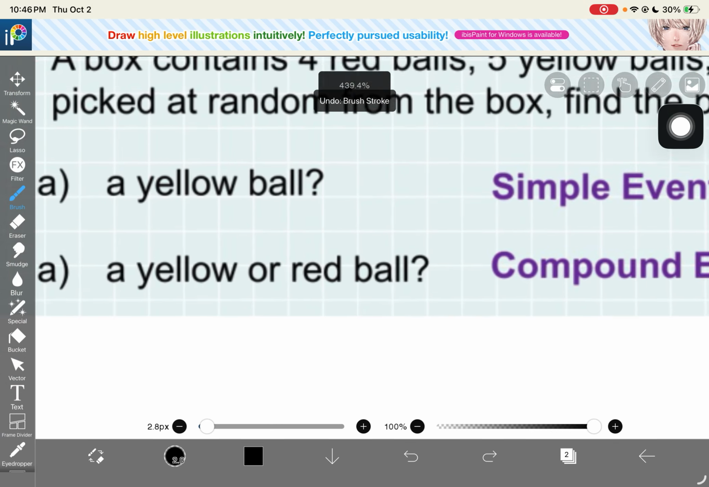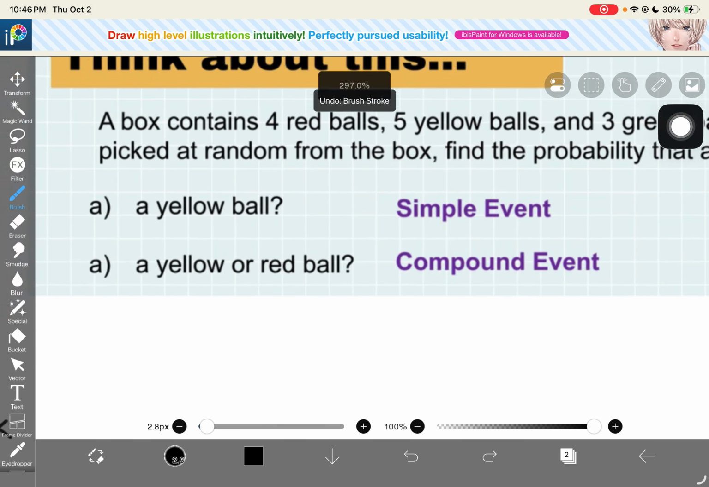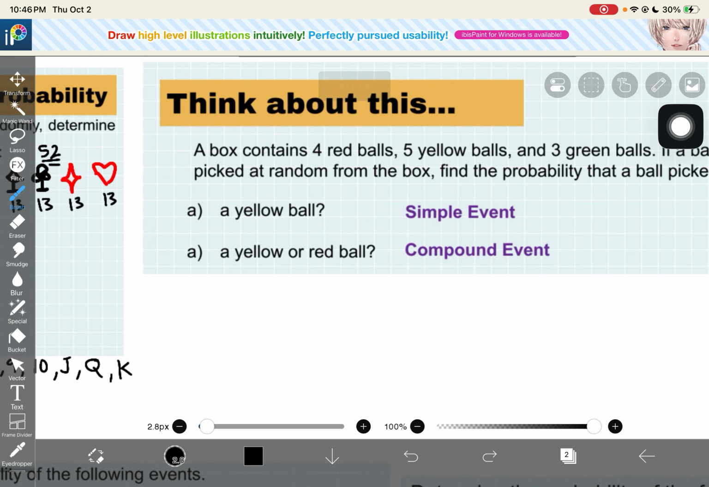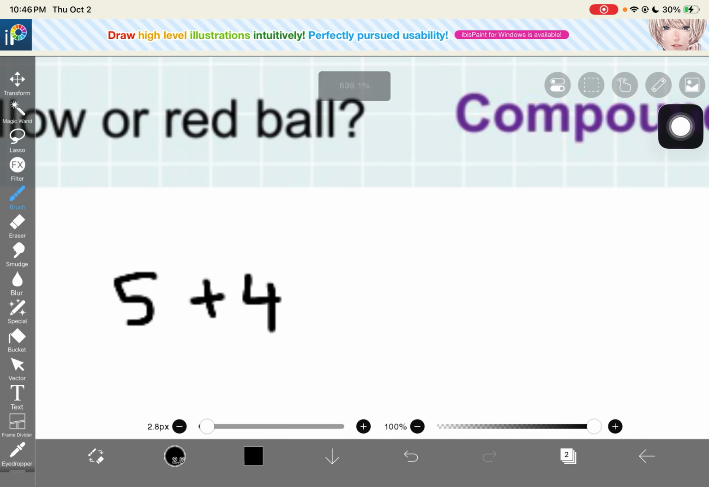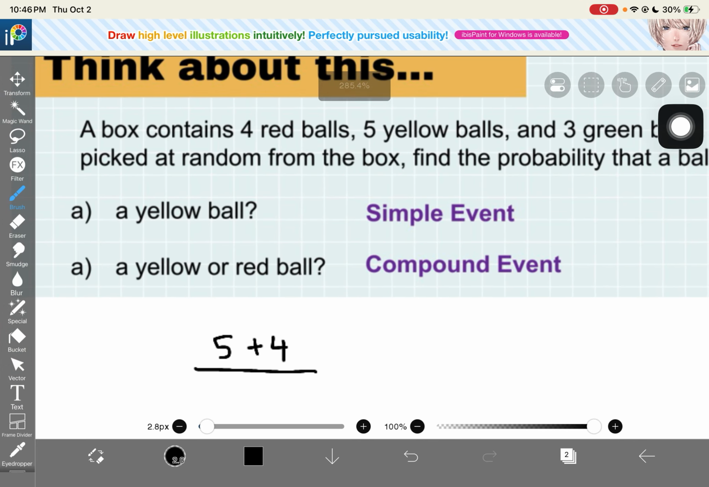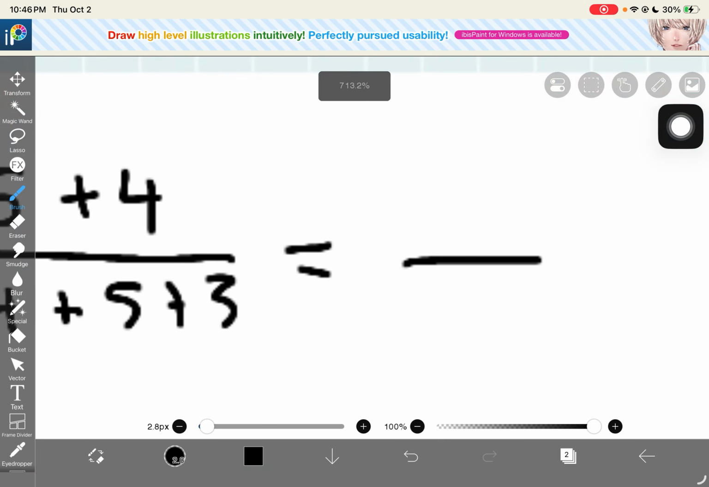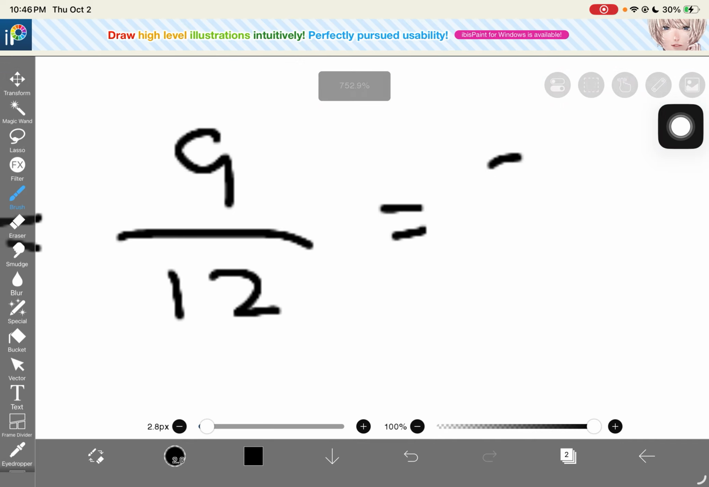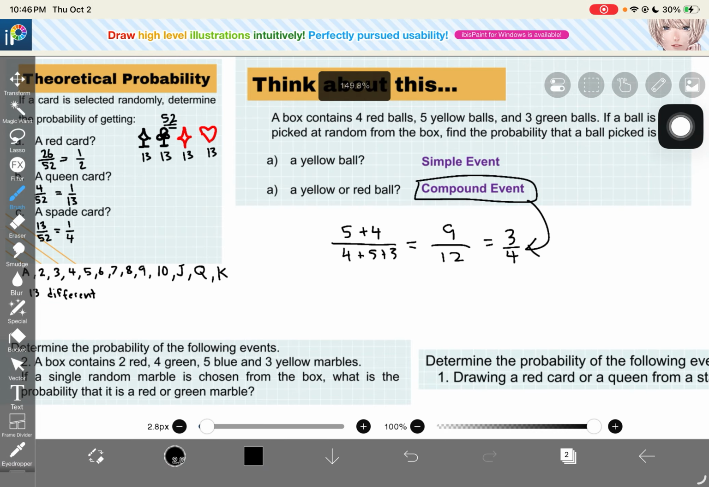But for compound, we have yellow or red. If there's more than one favorable outcome, it's called a compound event. So let's solve for this one. Yellow or red ball: we have 5 yellow balls plus 4 red balls, and that's all over the total, 4 plus 5 plus 3. Simplify, this is going to be 9 and this is going to be 12. 9 over 12 is equal to 3/4. So the answer for this one is 3/4.